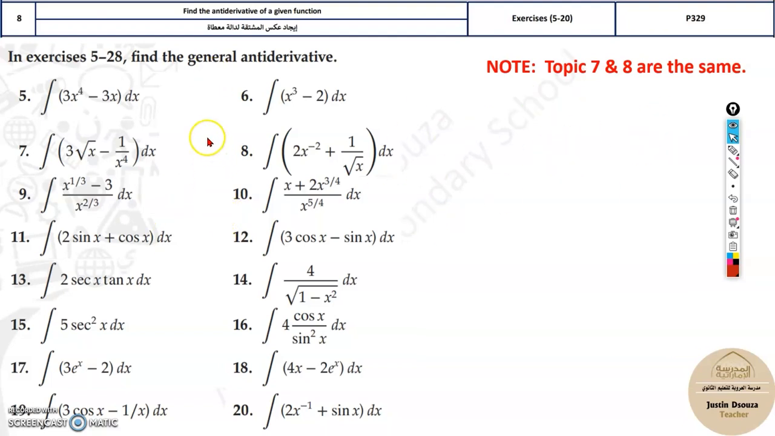Again, I will just remind you, it is better to watch these videos in continuity. Say you watch the first video now, then go to the second. Don't jump.